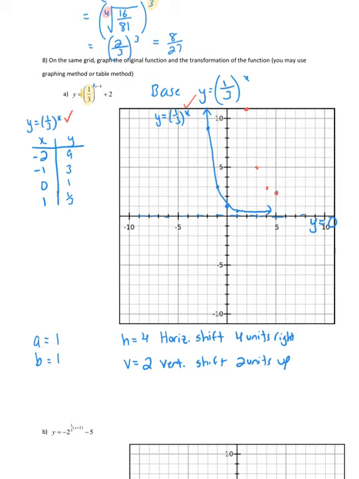So we have those points, and then also make sure you move the asymptote up 2 as well, and that would have the equation y equals 2, and then you just join your points and hug your asymptote.